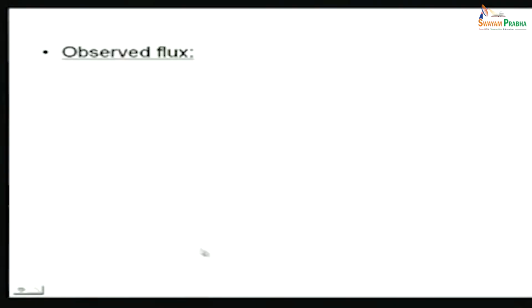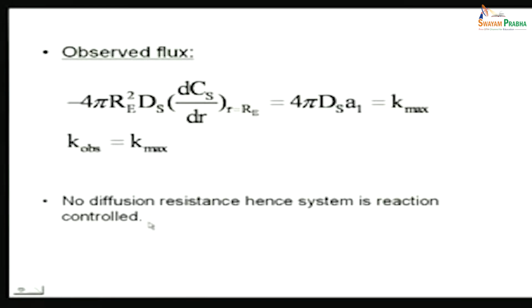So, the only thing that matters is just the opposite. The only thing that matters is the reaction resistance. So, the only resistance that is there is reaction resistance. So, my K observed is going to be equal to K max. Okay. So, let us go quickly. So, my K observed equals K max. So, there is no diffusional or mass transfer resistance in the system at all.